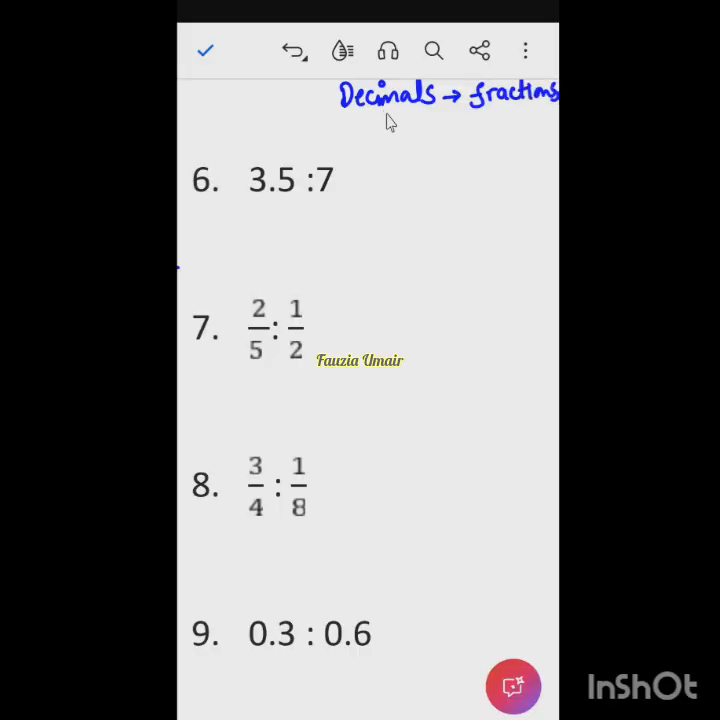Whenever decimals come in the ratio, you need to convert them into fractions. Okay? Now you have to make a fraction of this 3.5. What will be the fraction? Ma'am, we will divide it. If we remove this decimal, what will the denominator be? 10. 35/10. Very good. 35/10 to 7.